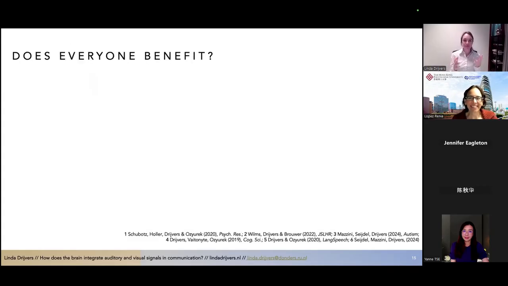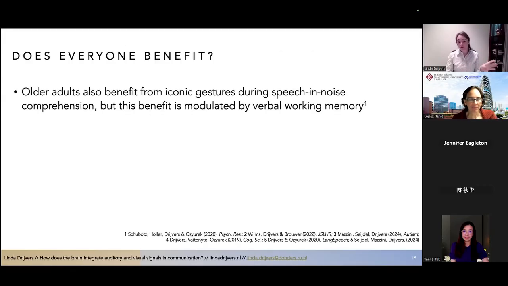So does everyone then benefit? Is it a beneficial thing for everyone? So for native speakers, for non-native speakers, etc. I'm just going to go over some of the main results because we did a lot of work in this domain. But if you're interested in any of these studies, feel free to type something in the chat or later on, and I can tell you more about it.